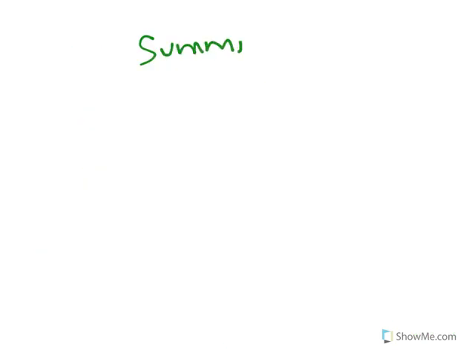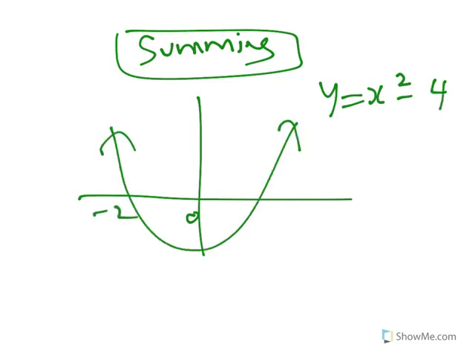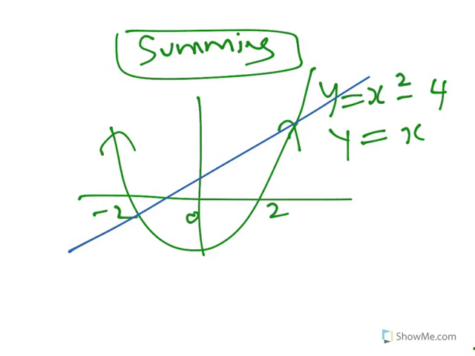Okay, now the summing one. I don't know if you remember this, but it's probably the one I least like. So we've got y equals x squared minus 4. So you've got minus 2 and 2. And then you've got y equals x, and you're going to put that one in. Alright, let's just say it's x plus 1.